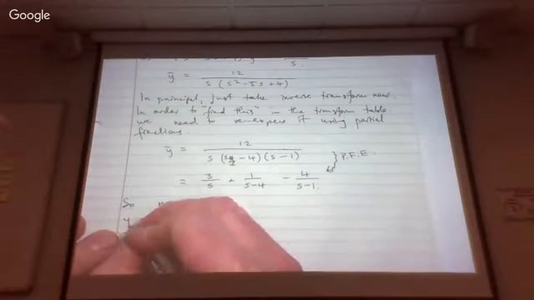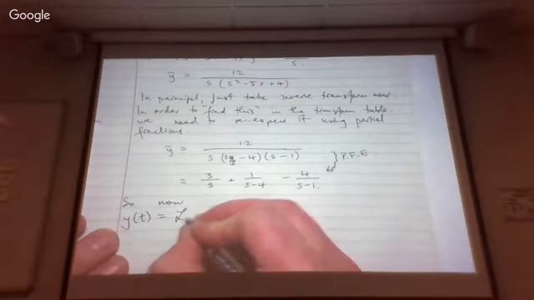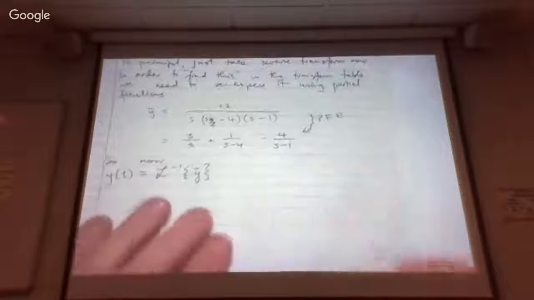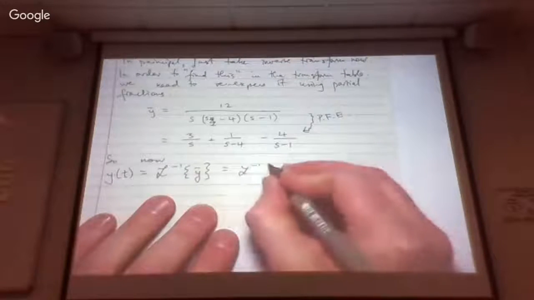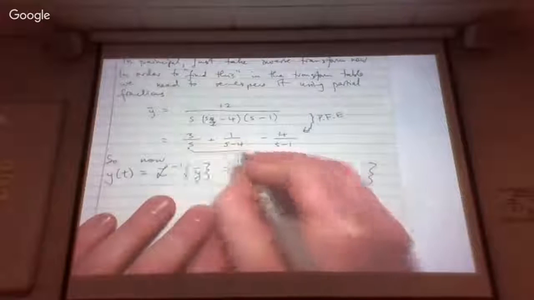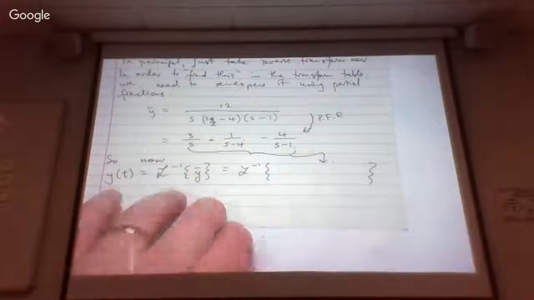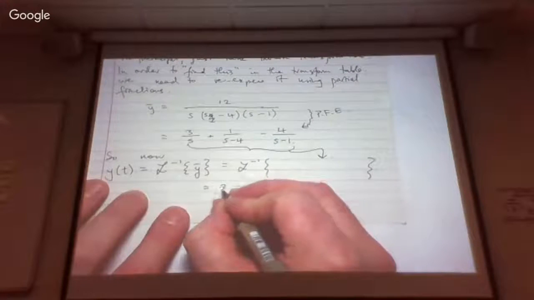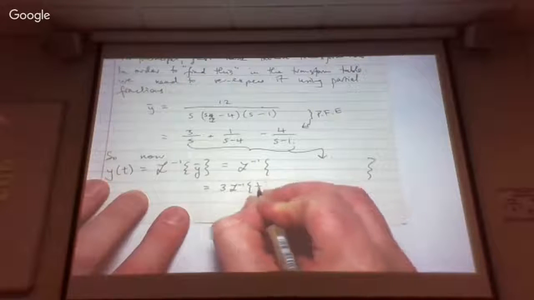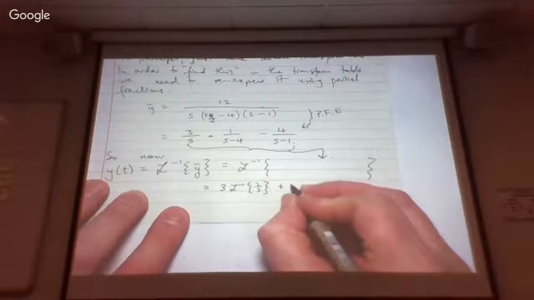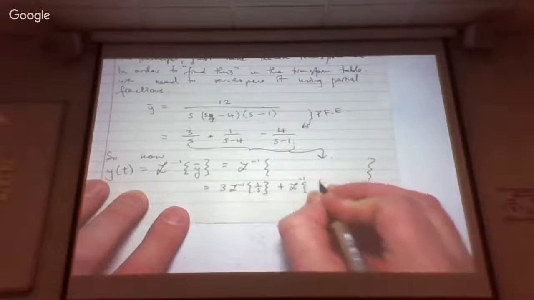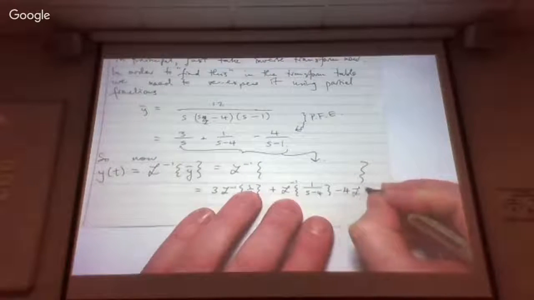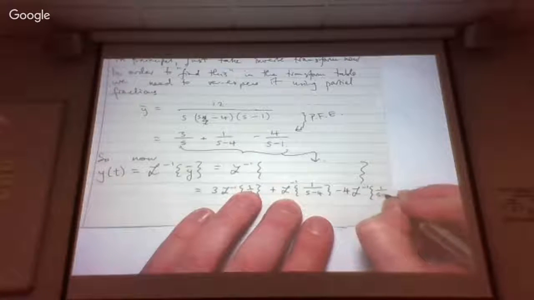So now we can say the solution we're looking at, y of t, which is the inverse transform of y bar, which will be the inverse transform of all of this. And by linearity, that's going to be 3 times the inverse transform of 1 over s, plus the inverse transform of 1 over s minus 4, minus 4 times the inverse transform of 1 over s minus 1.